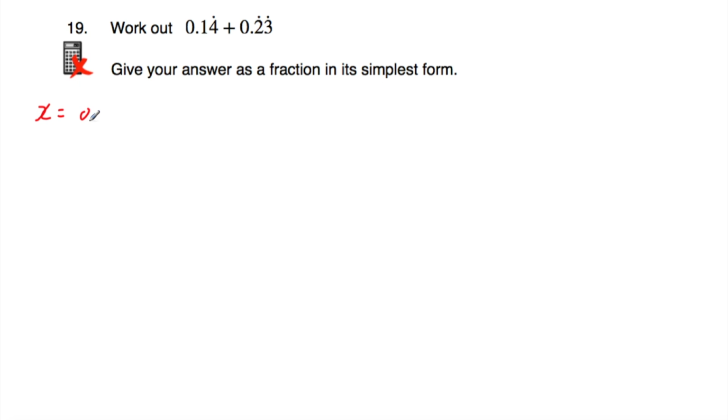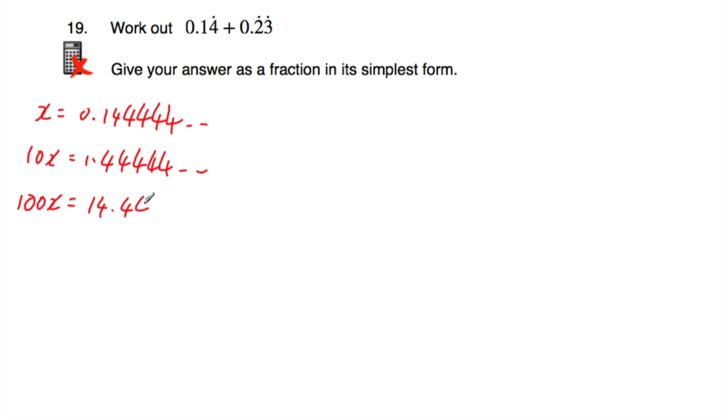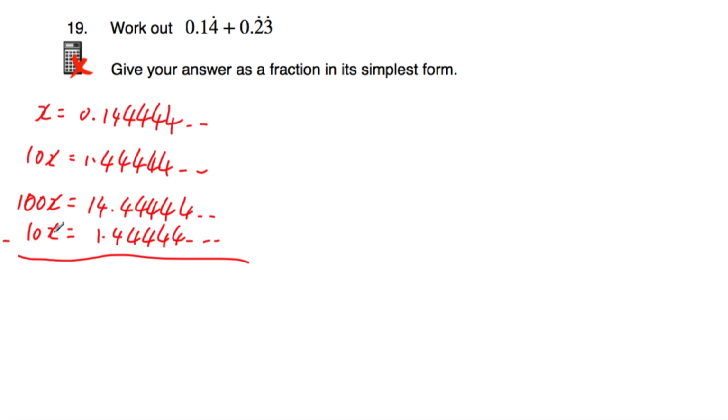So x is equal to 0.144444 and so on. Now that's x. Let's times both sides by 10 to get 10x is equal to 1.4444 and so on. And I've done that so we have the recurring bit after the decimal point. Now if we multiply by 10 again, we would get 100x is equal to 14.4444. That's great because we've now got two numbers with that recurring bit after the decimal point. So we've got 100x and we've got 10x, and that's equal to 1.4444 and so on. So we want to subtract them from each other to find out what x is.